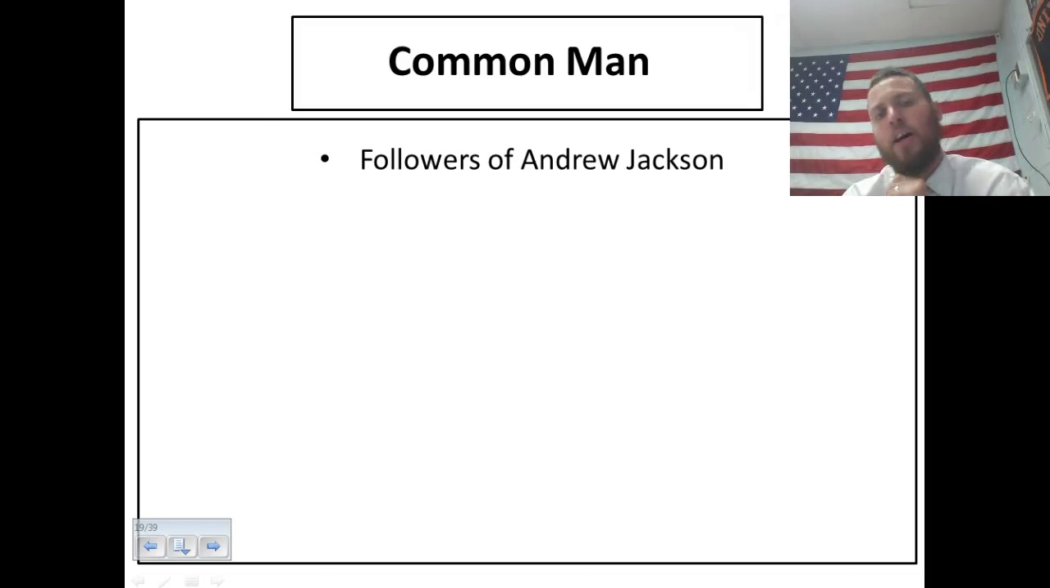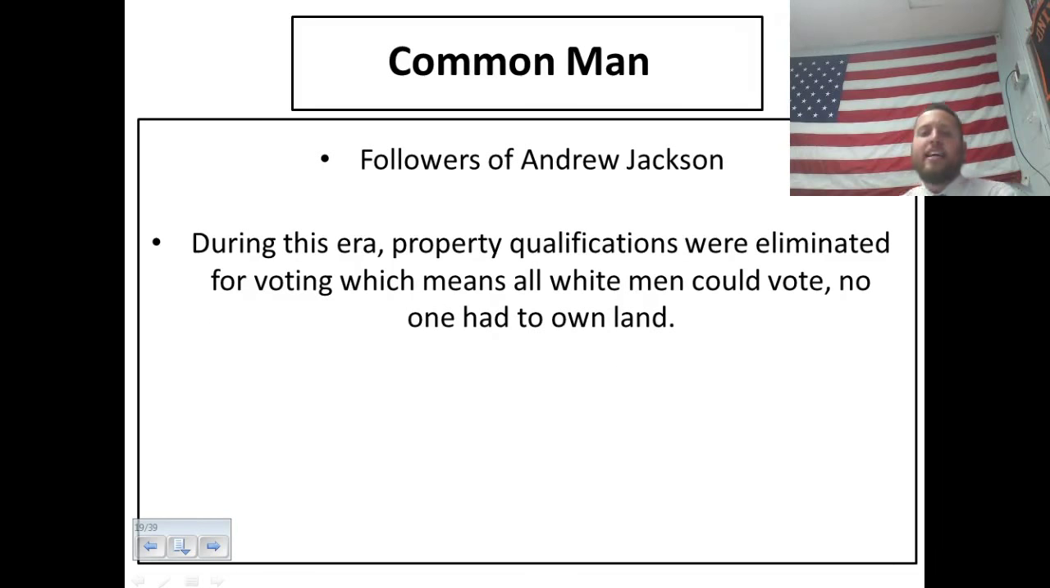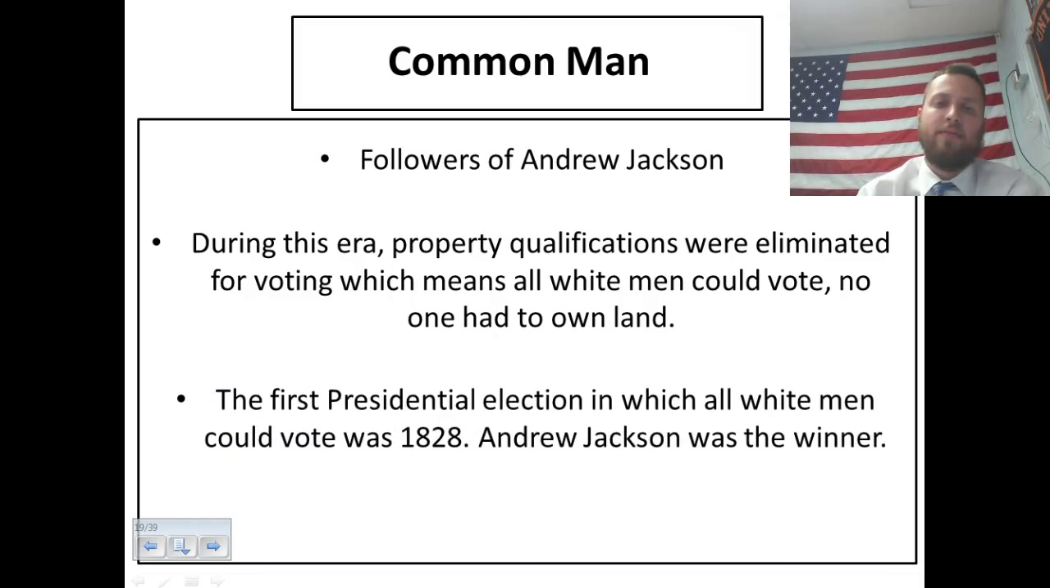Cool. Next point. During this era, property qualifications were eliminated for voting, which means all white men could vote. No one had to own land. Used to be you had to own land to vote. Now you can just be a white guy and you can vote. So these poor white guys, these common men, became followers of Andrew Jackson.